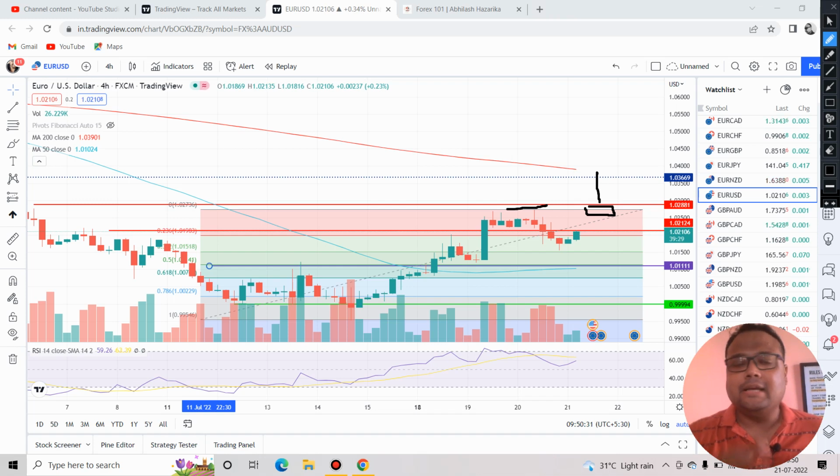Just like 3 days ago, our stop loss was hit, my SL was hit. So it's quite normal in the market.